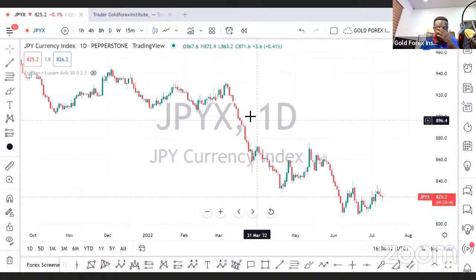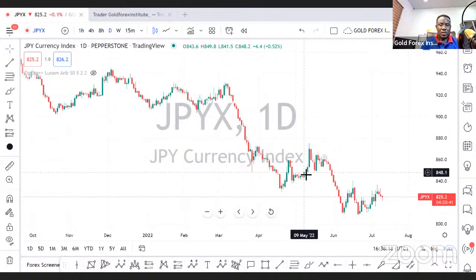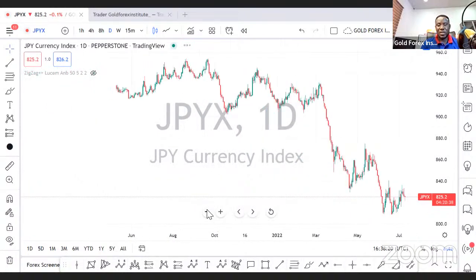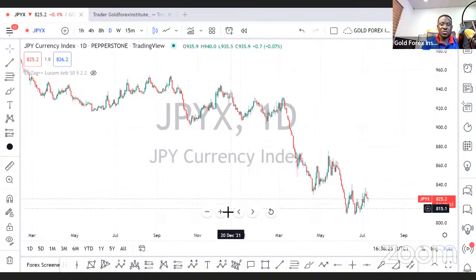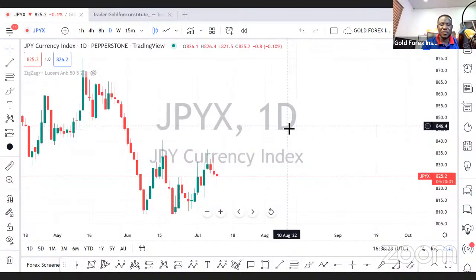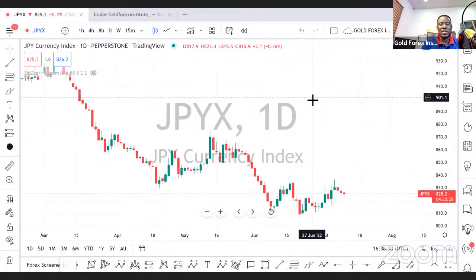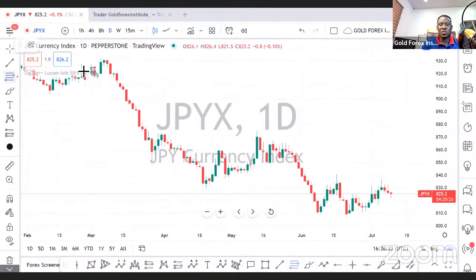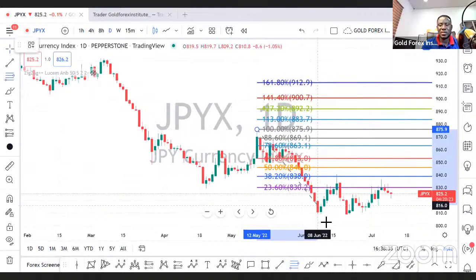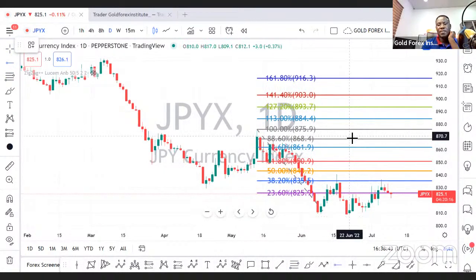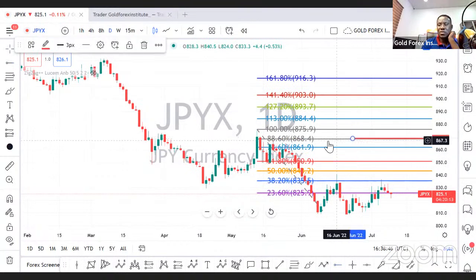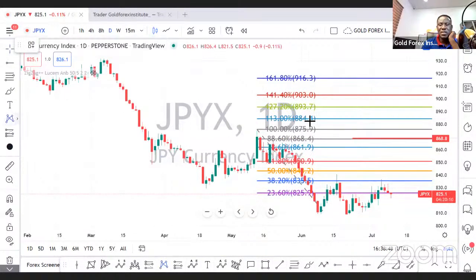Now with the Japanese yen index, currently for this pair, it's still trending down. But at this point, I expect it to move to complete probably a harmonic pattern over here. Some of you call it the W pattern. So something like this. Maybe 88 around this level, expecting it to get to this level to complete a possible bat pattern formation.